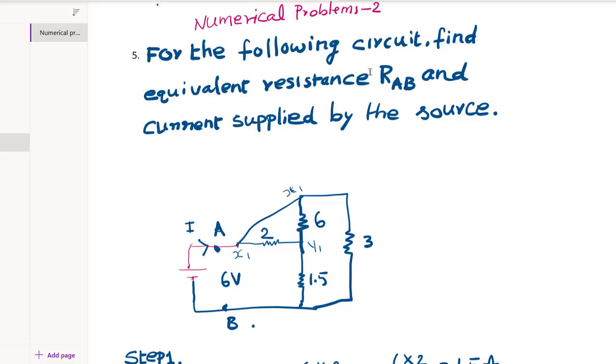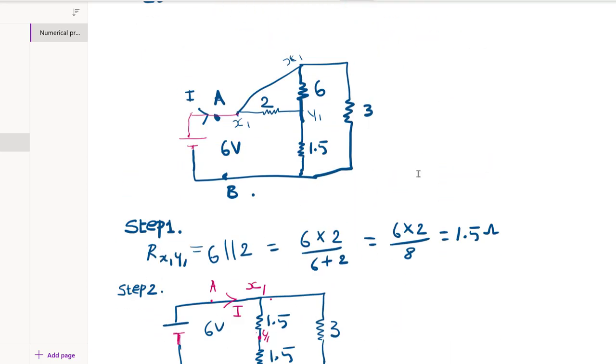Friends, today I will discuss the numerical problems on series and parallel circuits. Let us take a problem. For the following circuit, find the equivalent resistance between terminals A and B, that is RAB, and also find the current supplied by the source.